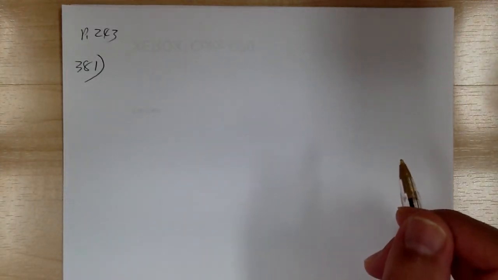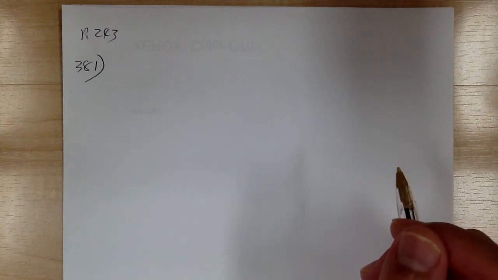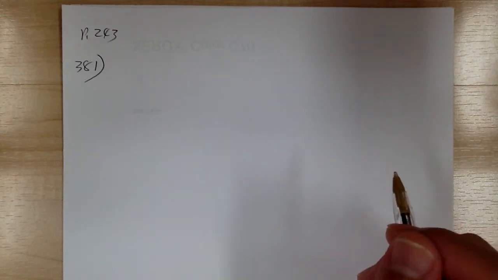Okay, so 381, a hexagon is inside a circle of radius r.